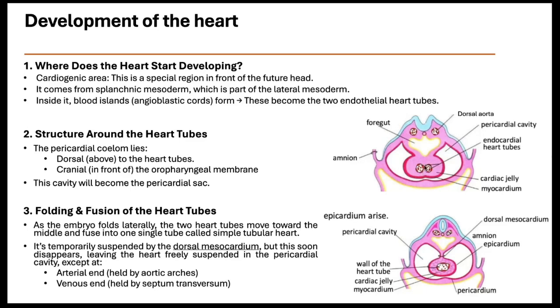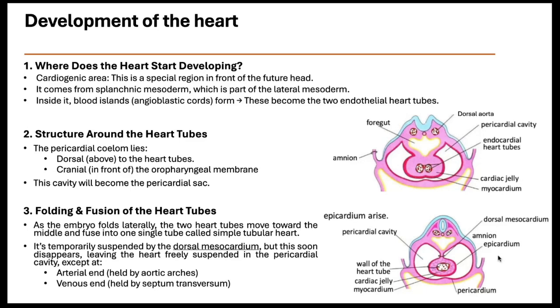Over here, you can see these paired structures, the two endocardial heart tubes, and they are surrounded by this cavity, which is called the pericardial cavity or the pericardial coelom. This cavity lies above the heart tubes and in front of the oropharyngeal membrane. And this pericardial cavity later on forms the pericardial sac, which is the sac present around the heart.